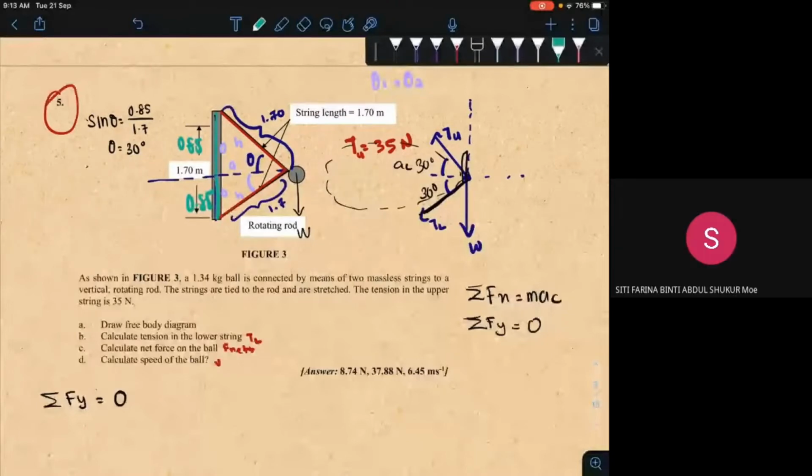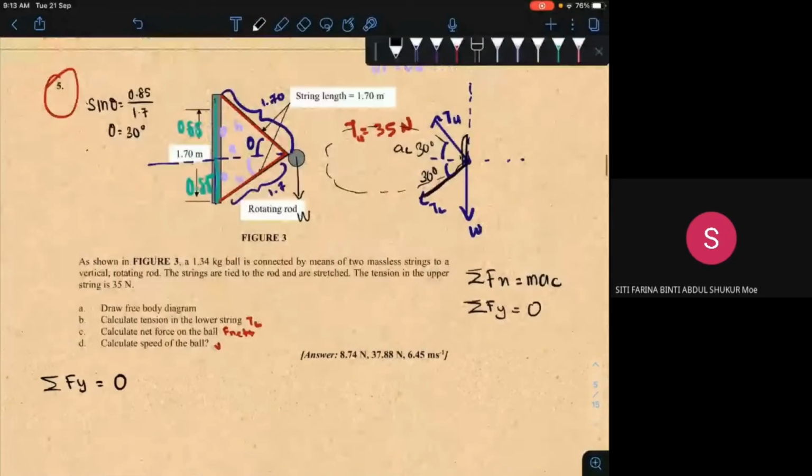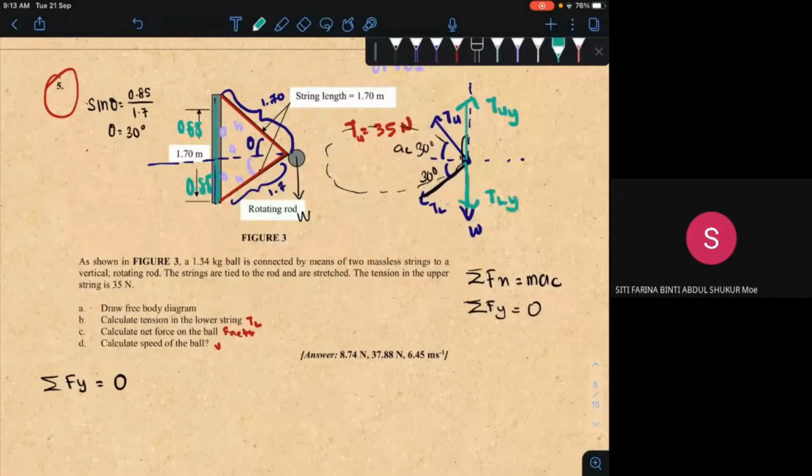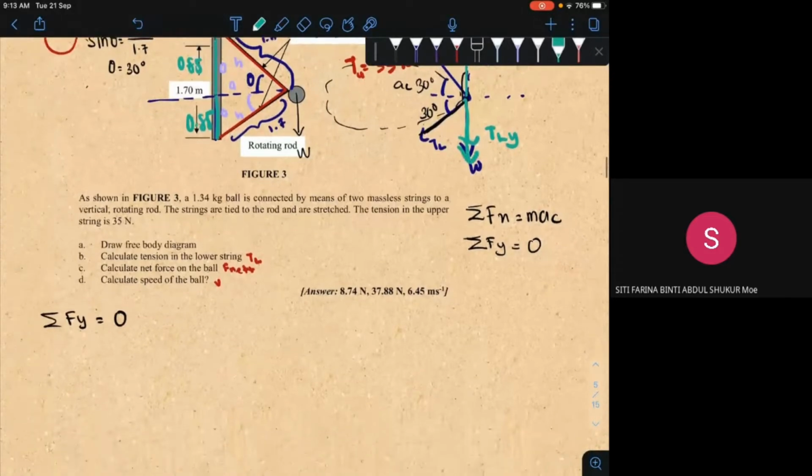Alright. So we are back on air. Summation FY along the Y component here, you will have what? Along Y, T upper along Y component, you will have T lower along Y component, and also you have weight along Y component. So we have 3 forces along Y. So you are going to sum all these things and equate to 0.